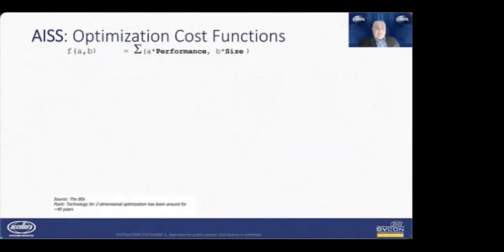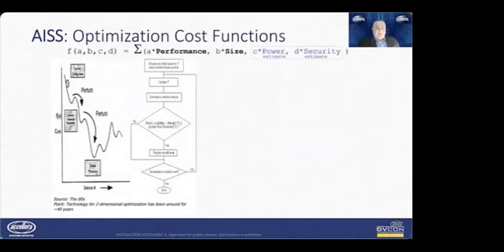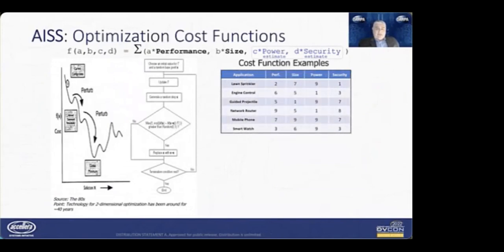So how do we do this? The optimization strategies have really been experimented with in the 80s. An example of a strategy here could be combinatorial optimization. And what we would then look at is how do we parameterize different applications? For example, you can look at a lawn sprinkler and say, okay, performance is not all that important. Size is important because that translates to cost. Power is important because this is supposed to run on the battery for a long time. Security is not important.